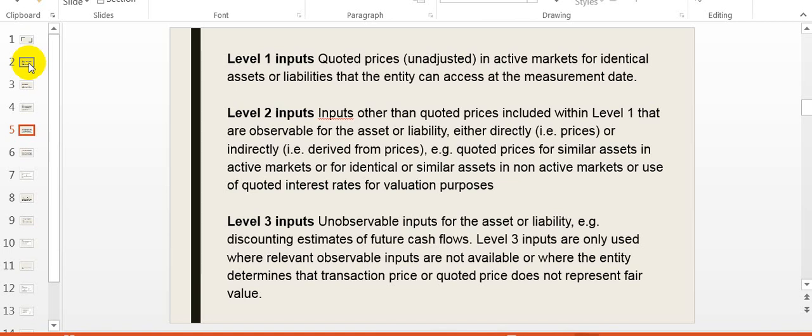The level 3 inputs are used only where relevant observable inputs are not available. That's when you use level 3 inputs. Or in a situation where the entity determines that the transaction price or quoted price does not represent fair value.